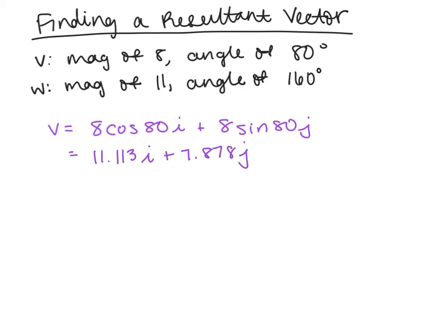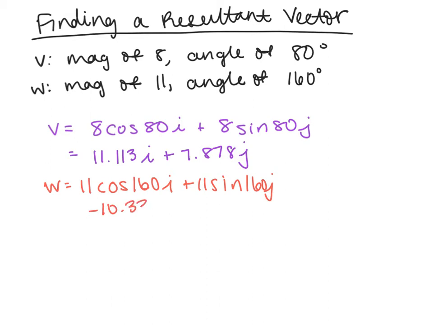Now we're going to do the same thing for w. We have 11 cosine 160 i, 11 sine 160 j, and then make sure your calculators are in degrees, and if we plug that in, we get negative 10.337i plus 3.762j. So there's our two vectors.